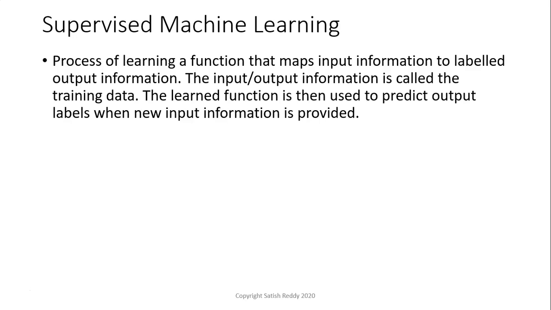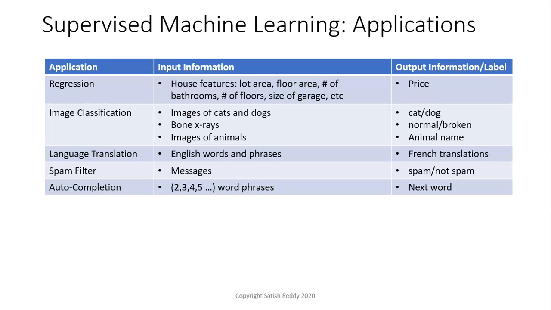So, recall from the last lecture, supervised machine learning is the process of learning a function that maps input information to labeled output information. The input-output information is called the training data, and the learned function is then used to predict output labels when new input information is provided. We're going to be coming back to this definition throughout the course, and this definition underlies this course.